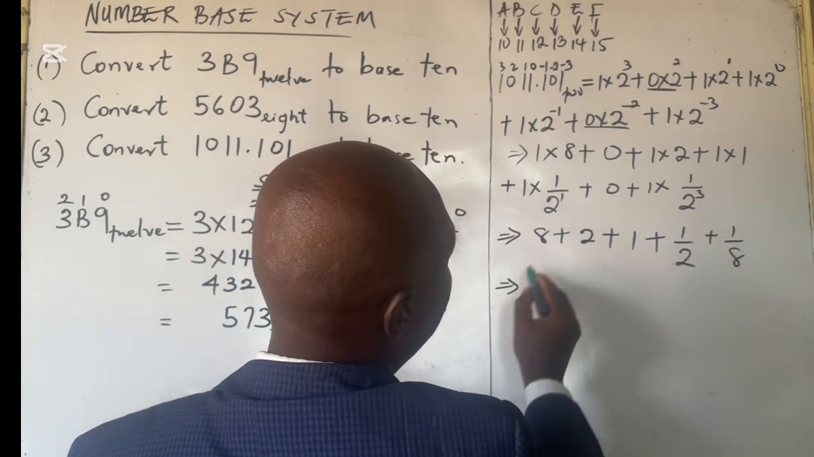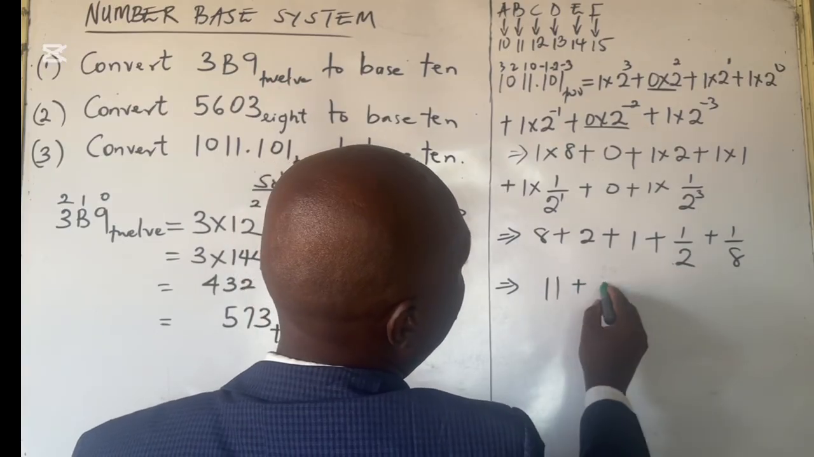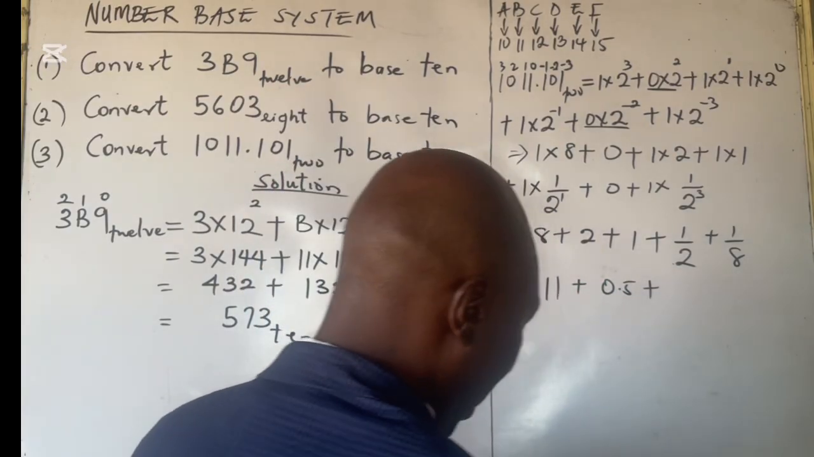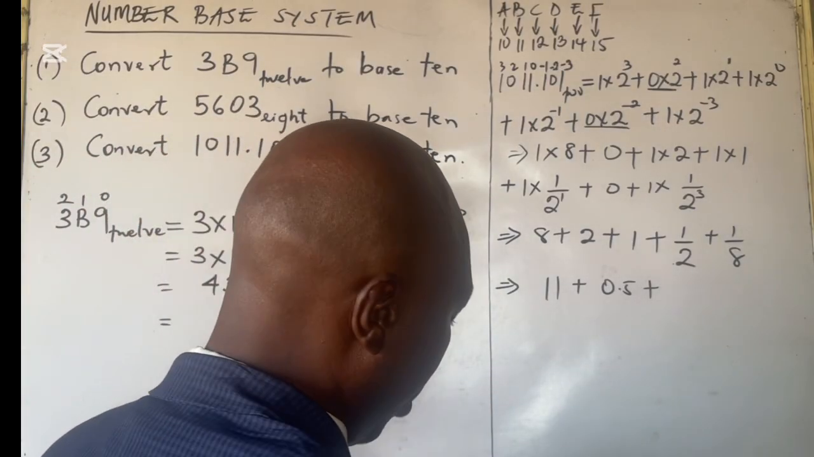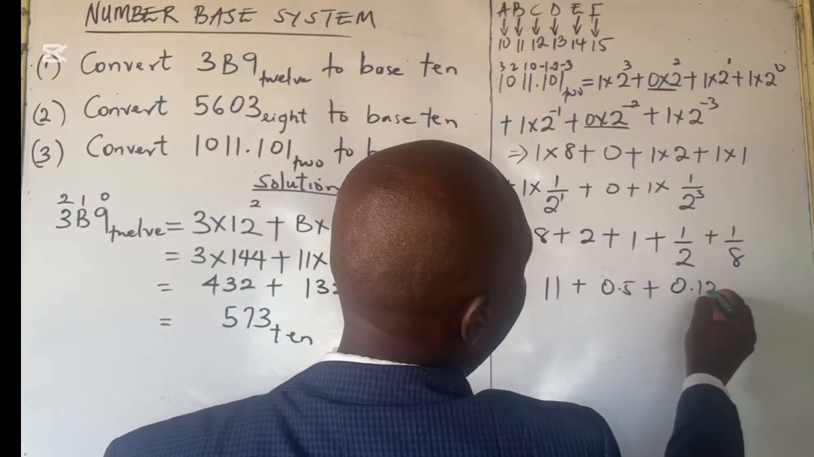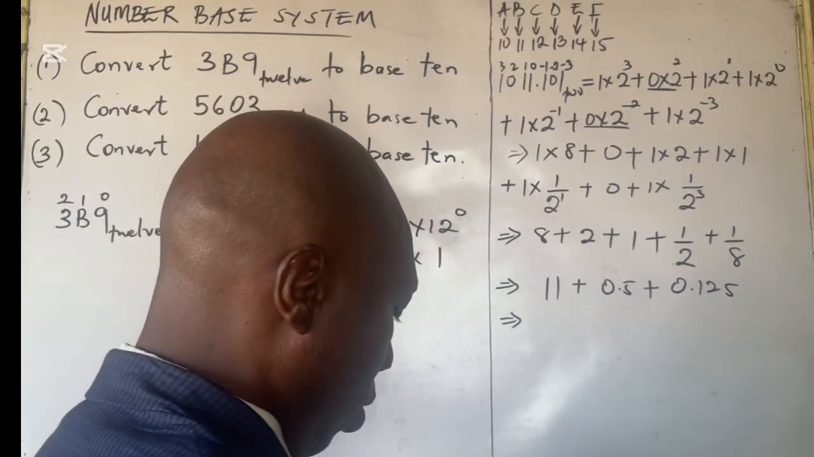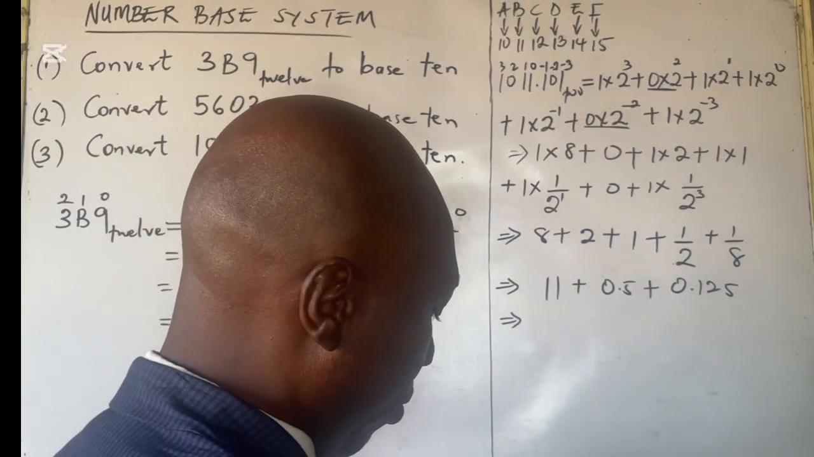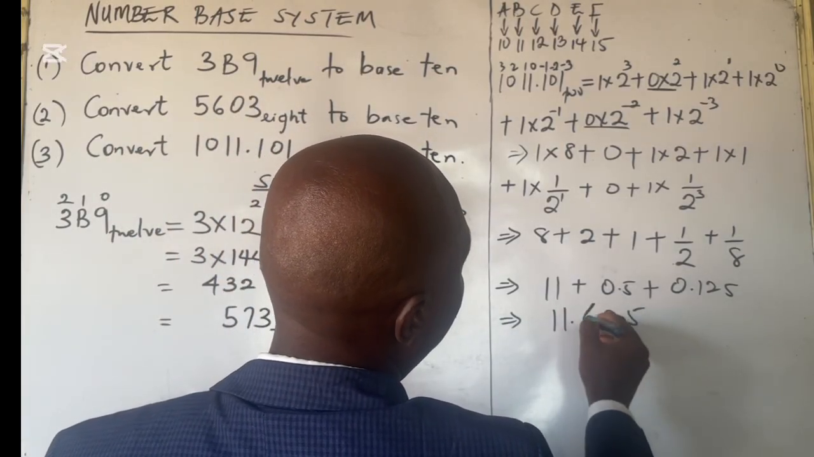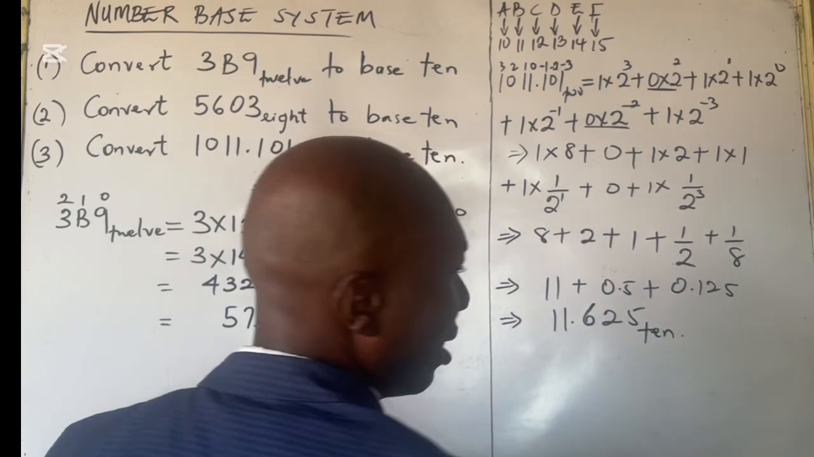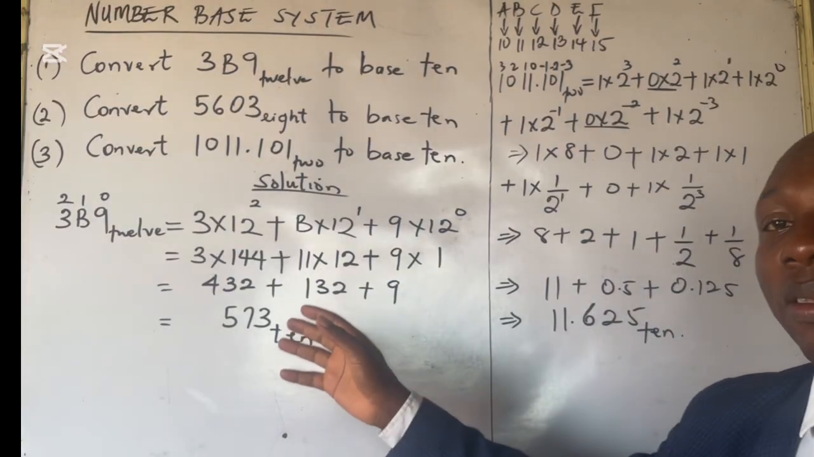So we want to do everything. 8 plus 2, 10. 10 plus 1 is 11, plus 1 over 2 means 0.5. 1 over 8 means 1 divided by 8, that's 0.125. So when we add everything, 11 plus 0.5 plus 0.125 will give you 11.625 base 10. So that is how to convert numbers from any other base to base 10.